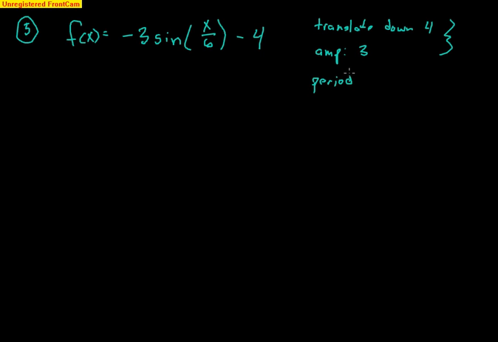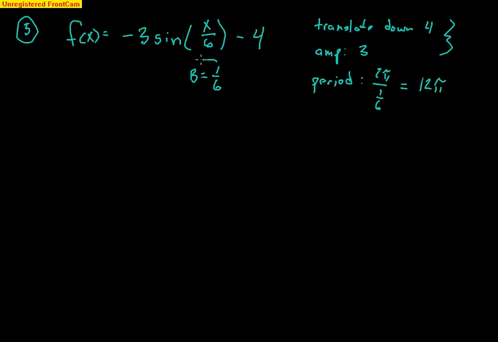It's going to be 2 pi divided by 1/6. The b value inside of there is 1/6. Again, anything being multiplied by x, that would be 1/6x, right? So when I multiply by the reciprocal, I get 12 pi. So it's going to take 12 pi for one wave. So that's why my frequency is 1/6.